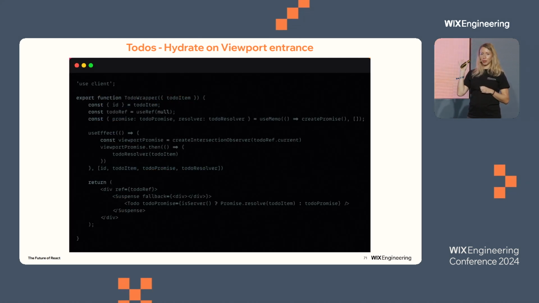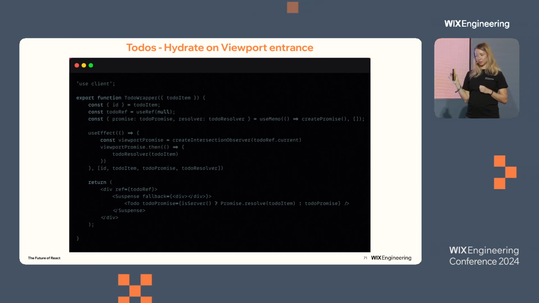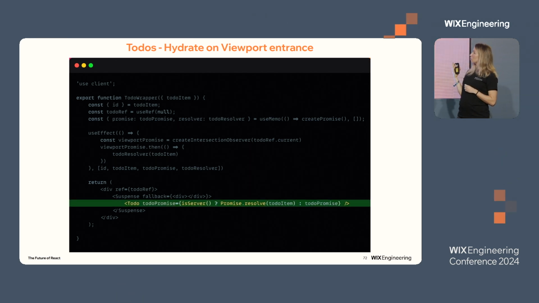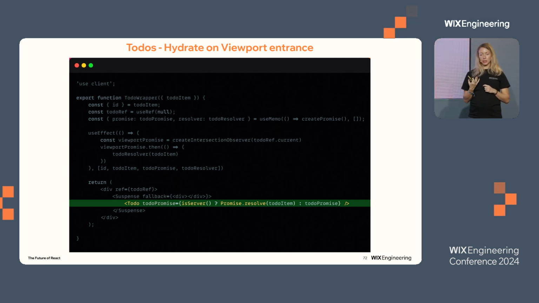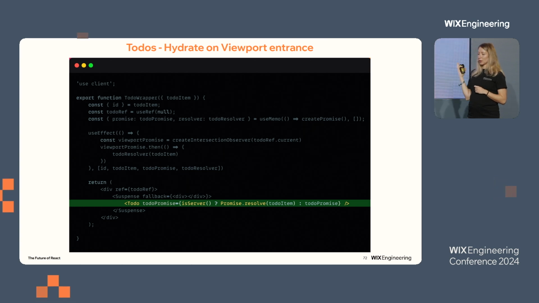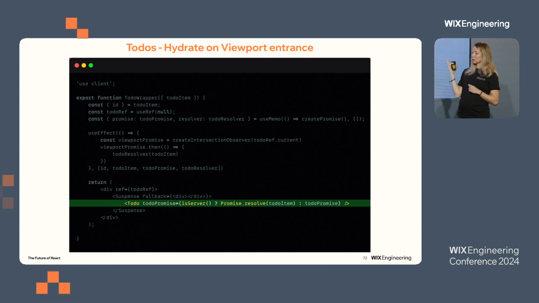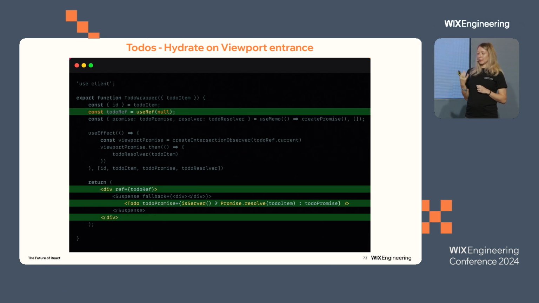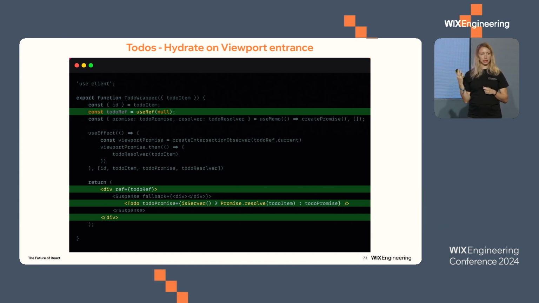Now we'll break down the implementation of the to-do wrapper. So in SSR, we want to immediately render the to-do item so that it will be streamed to the client and the user will see the HTML. This is why we pass a resolved promise with the data to the to-do component. In the client, we create a ref and attach it to the to-do wrapping div. This ref will be later used as an indication for the intersection observer.